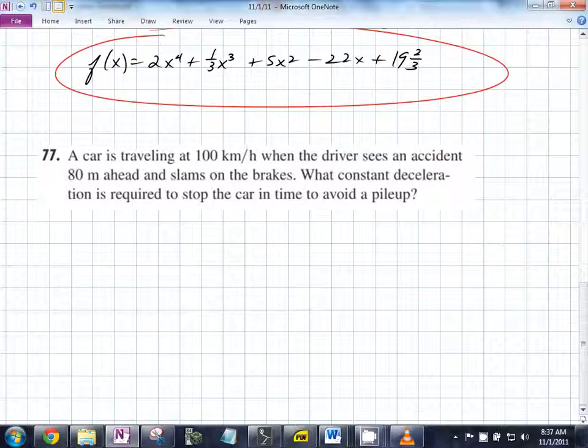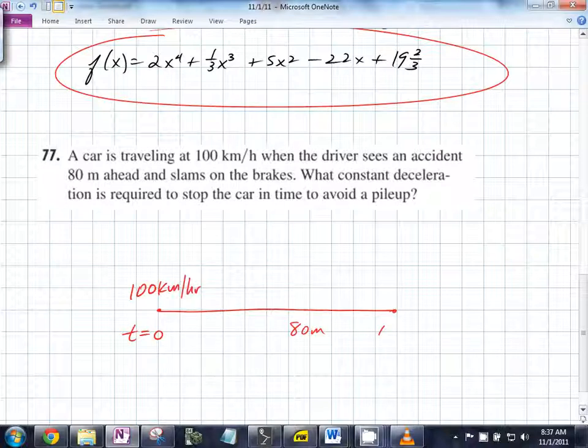So let's see what we have here. The distance is 80 meters, right? And at time equals 0, at the start time here, it's going 100 kilometers an hour. And we'll call this time stop right here. We don't know what time stop is. We don't know how long it takes. Does it say anything about how long it takes him to stop? No. What's the speed? 0 kilometers an hour. That's what we know. At time 0, it's 100 kilometers an hour.